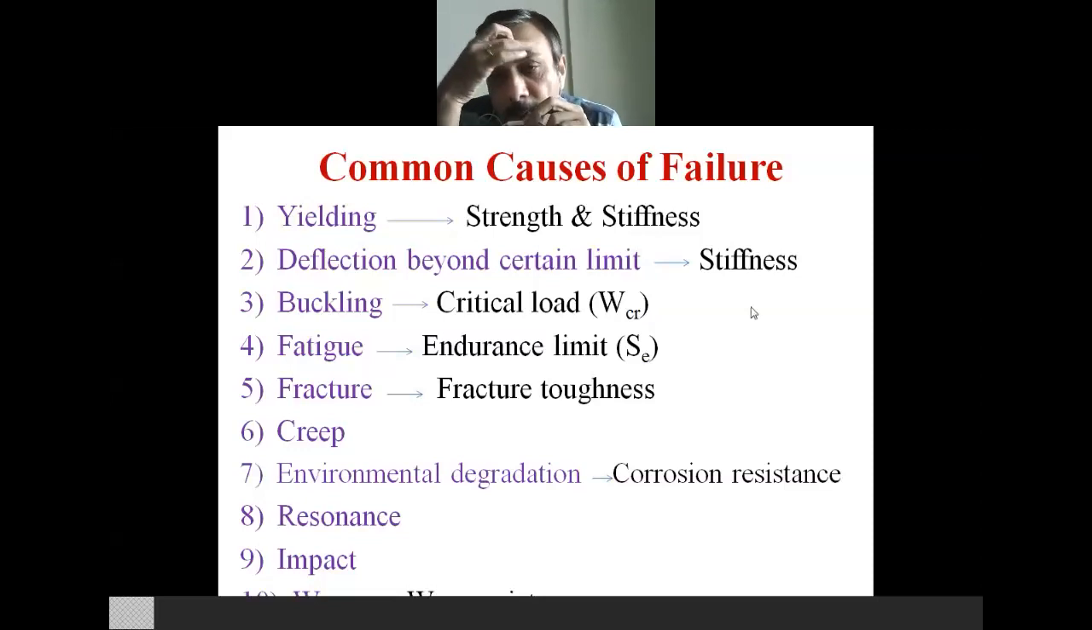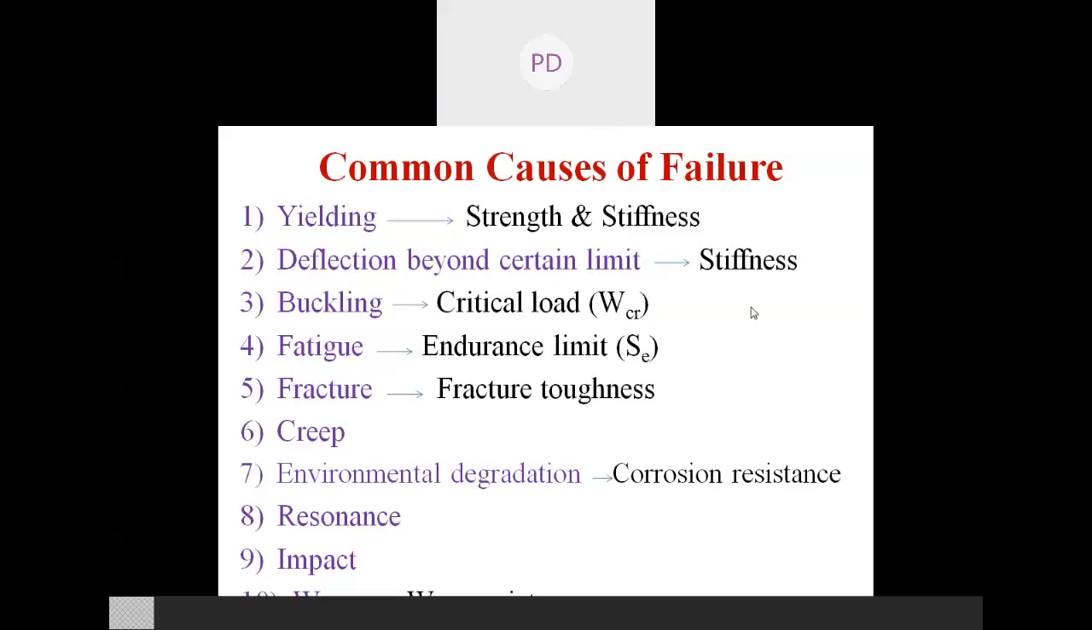Hello, can you hear me? Hello. Yes, sir. Was the equivalent linkage mechanism covered in theory of machines? Have you heard about equivalent linkage? No, sir. Okay, fine.